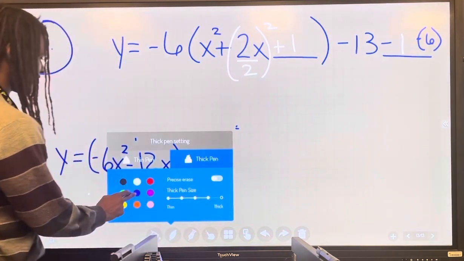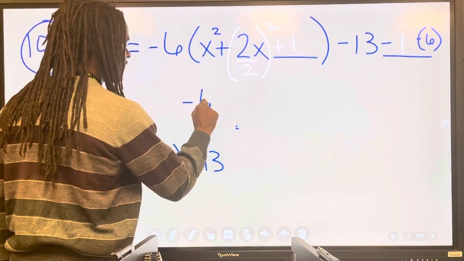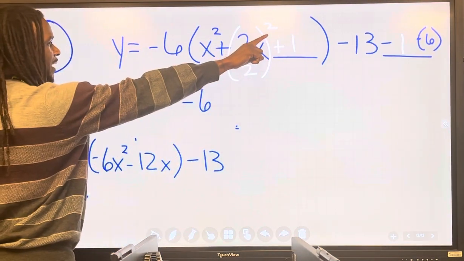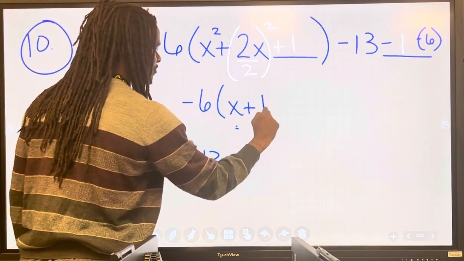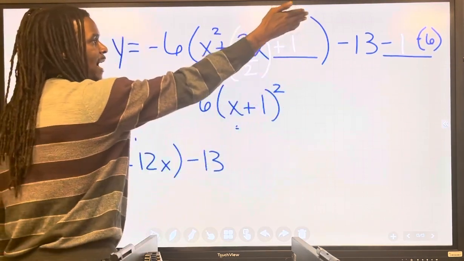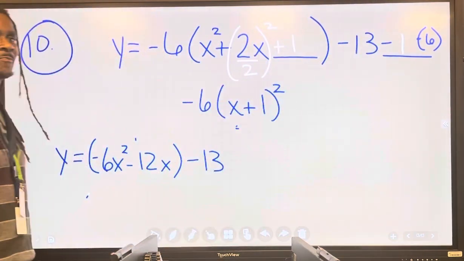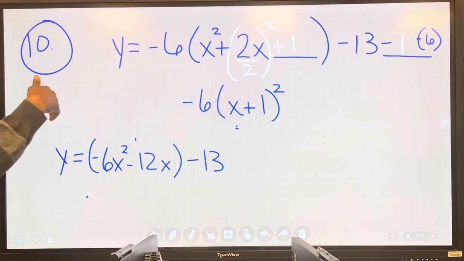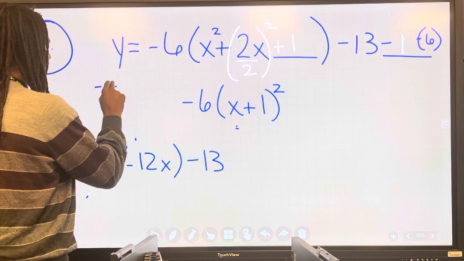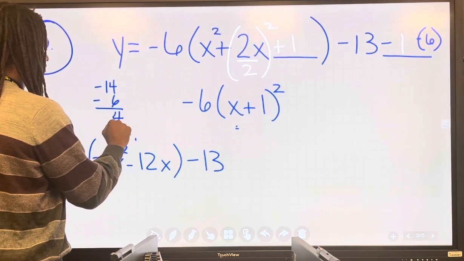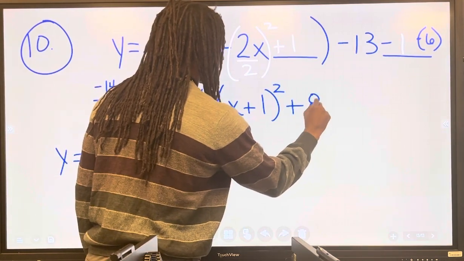Now, break them down, simplify it. The negative 6 can stay. 2 numbers that multiply to give me 1, that add to give me 2. X plus 1 squared. Now on the outside here, you got negative 13 minus 1. What's that? Negative 14 times negative 6. Negative 84. I got 84.